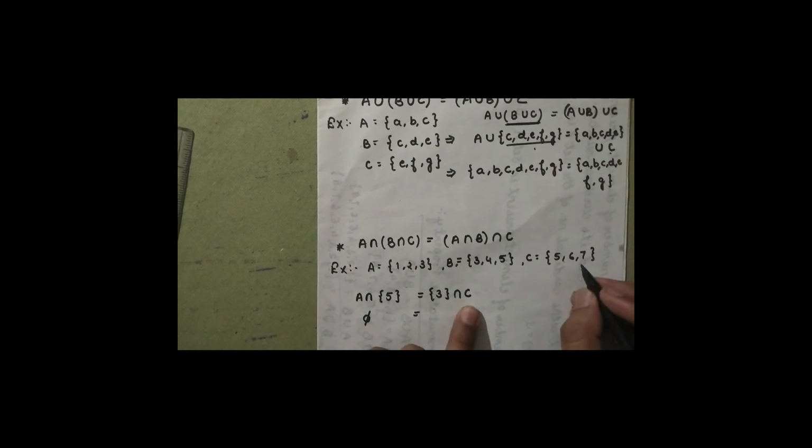So no element is common between them. So the answer of the given expression is the empty set. And A intersection {5} also has no element common between them. So LHS equal to RHS.